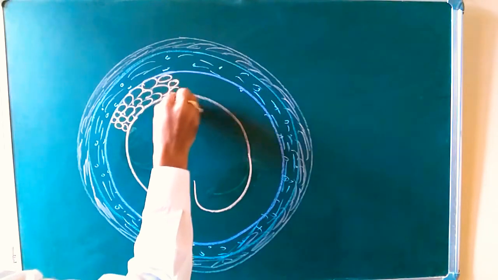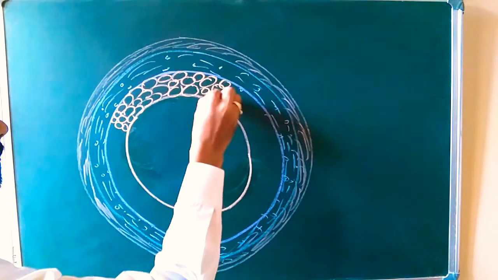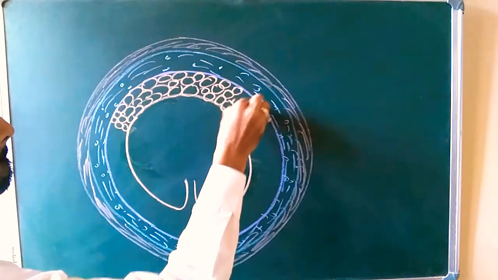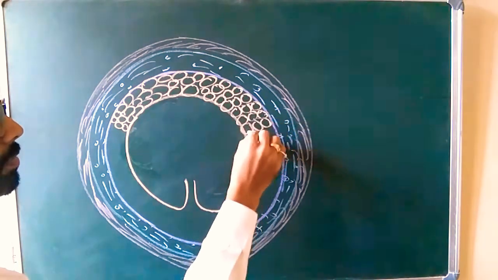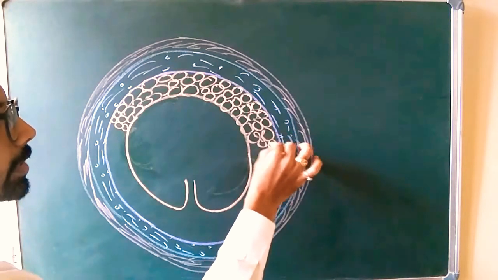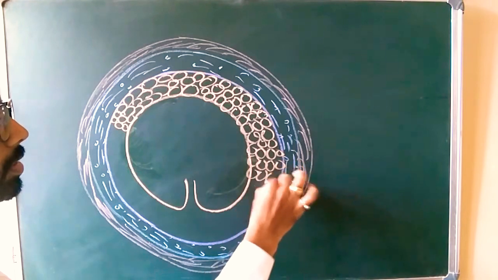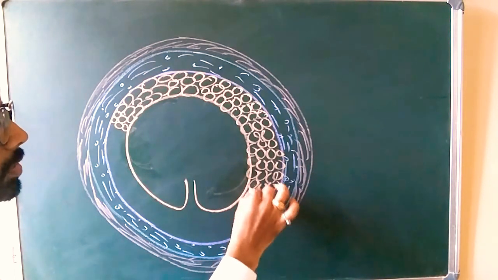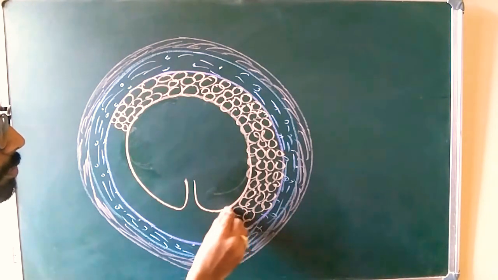This is membrana granulosa. You can draw numerous cells. I am drawing it fast, so I am just trying two or three. You can draw as many as possible. These small cells form the membrana granulosa layer of the Graafian follicle.